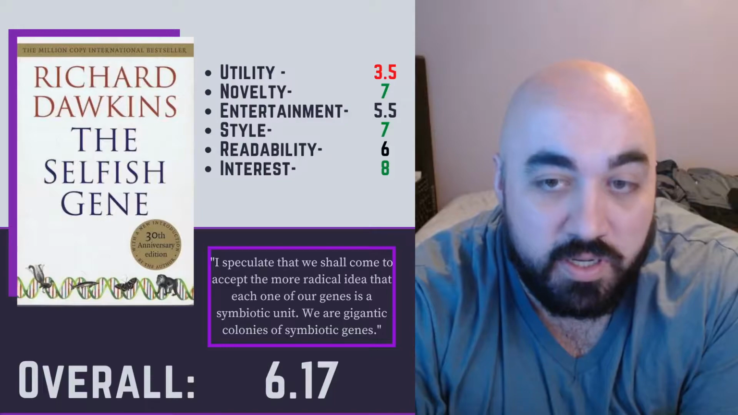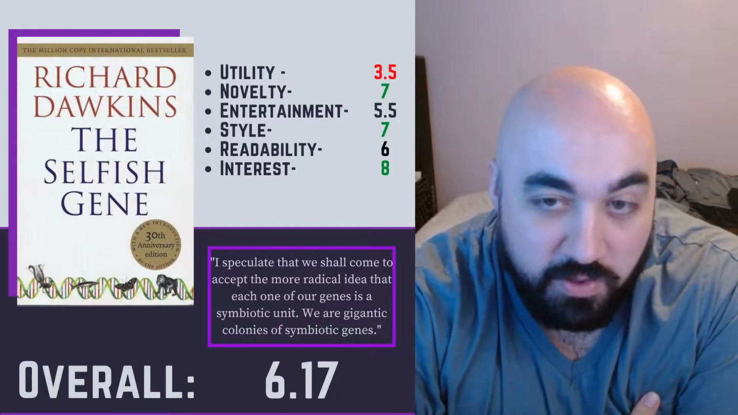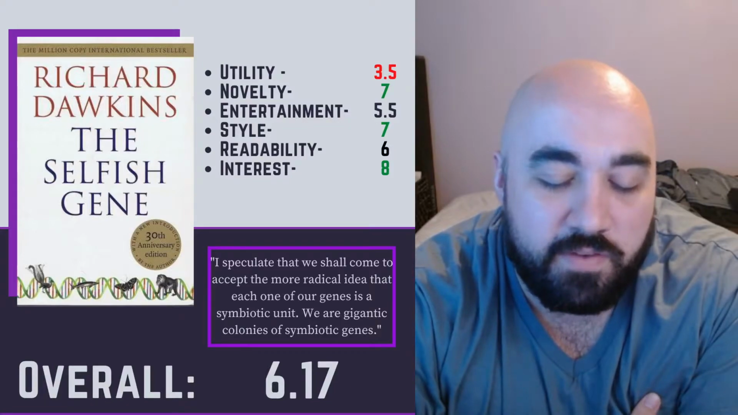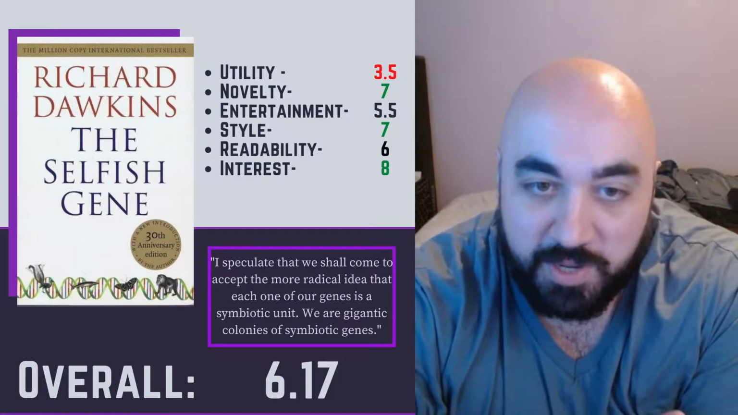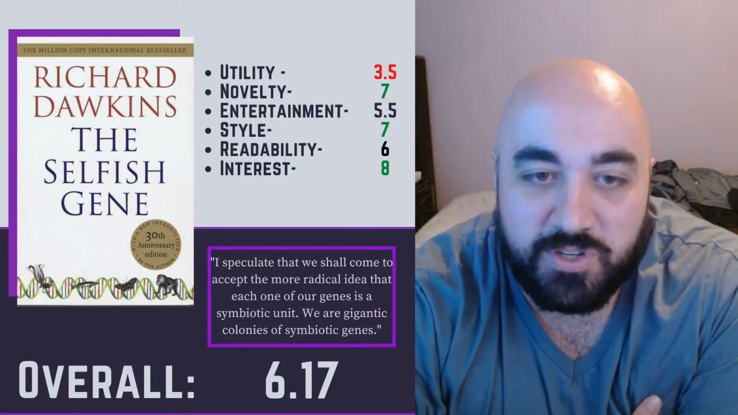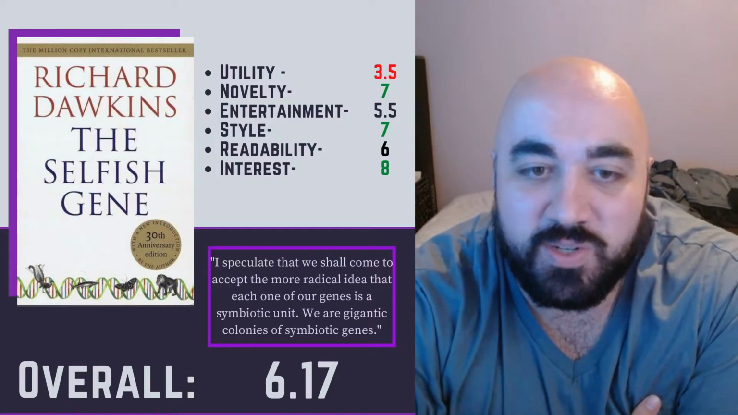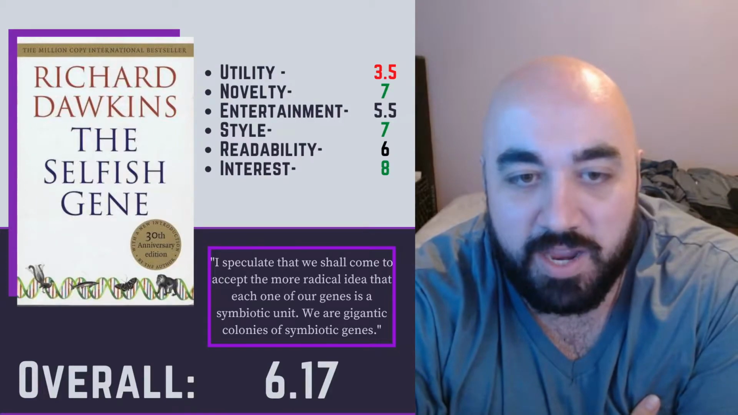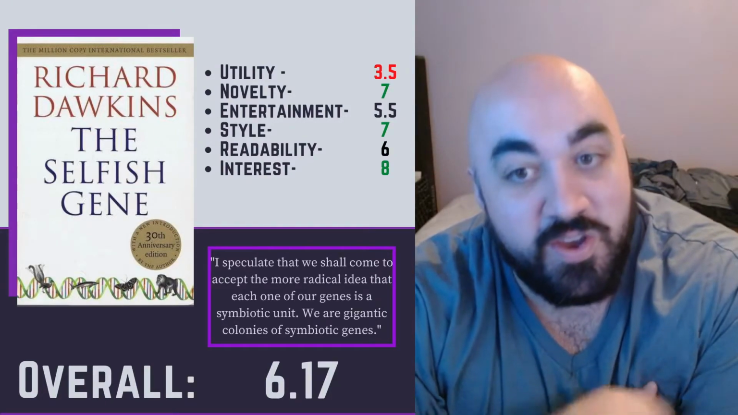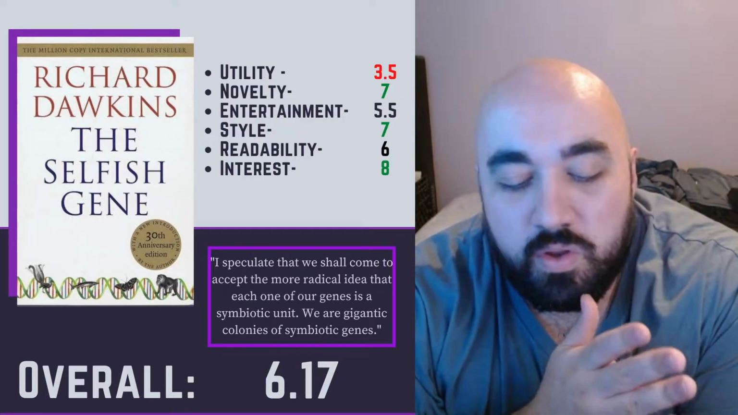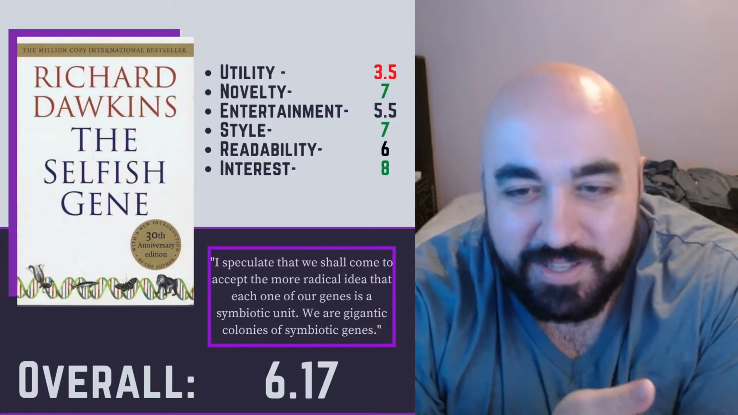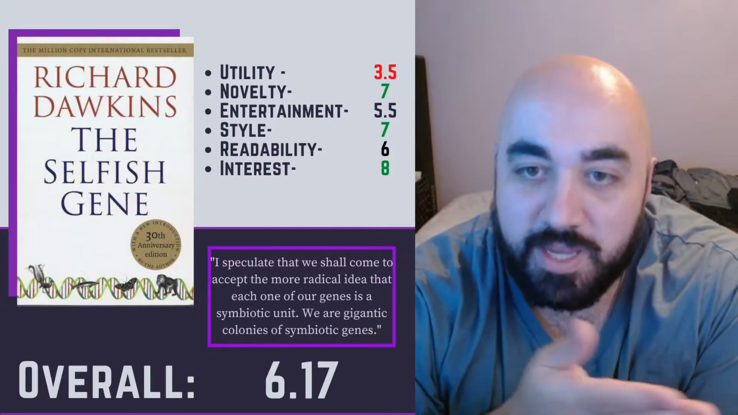And this book goes in and talks about evolution quite a bit, obviously. And what it does is he very, very clearly outsets, you can tell by the splash quote, "I speculate that we shall come to accept the more radical idea that each of our genes is a symbiotic unit. We're gigantic colonies of symbiotic genes." What was kind of revolutionary about what Dawkins argues, although I believe it's in the literature before he argues it, but he made it more mainstream.